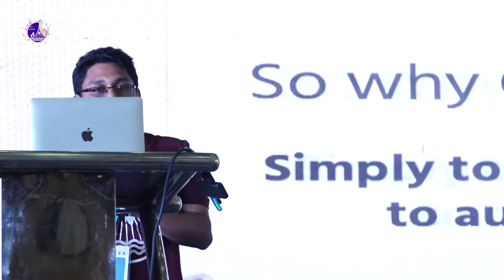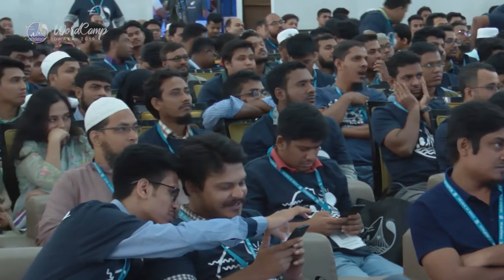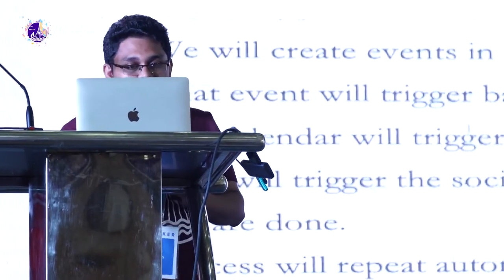So why a Google account? We're going to use Google Calendar for this, so for that reason we need a Google account. Okay, how will the system work? We'll create events in a specific new calendar with our different posts. The event will trigger based on the condition in the calendar. The calendar will trigger a recipe in IFTTT, and then that will trigger a social media to post. Okay, simple. Then we're done, and we can repeat the post. We can do it one time, or we can do it repetitively.